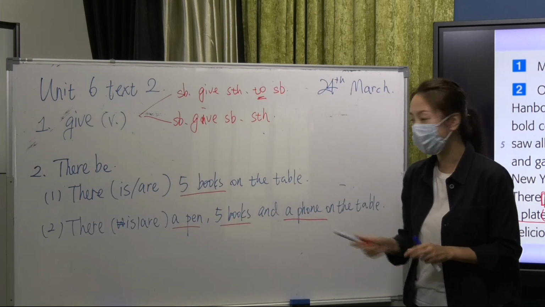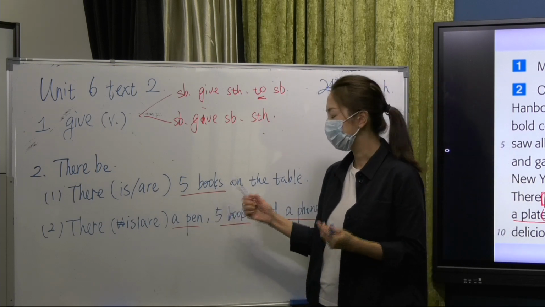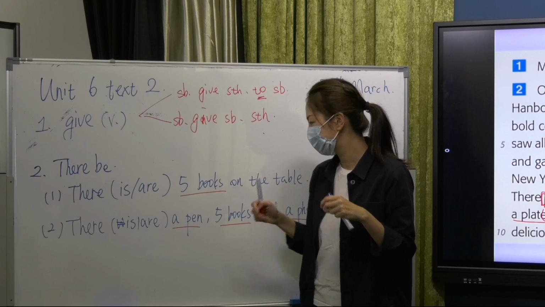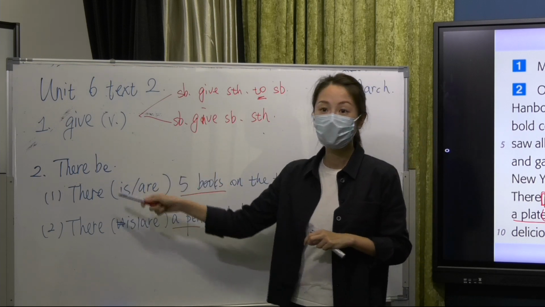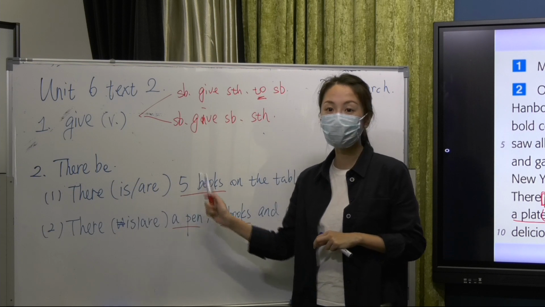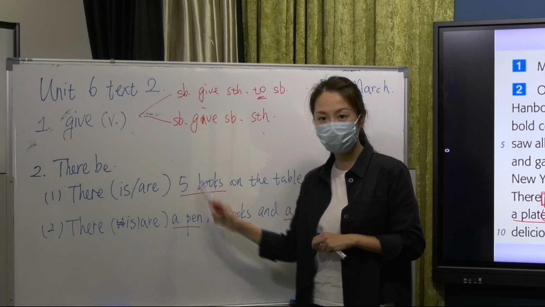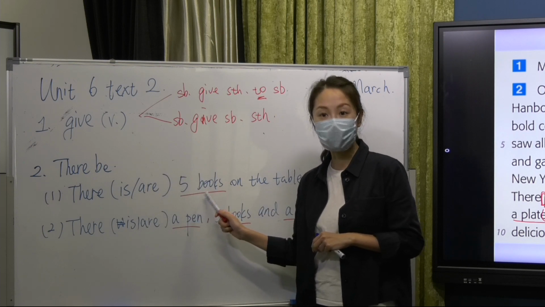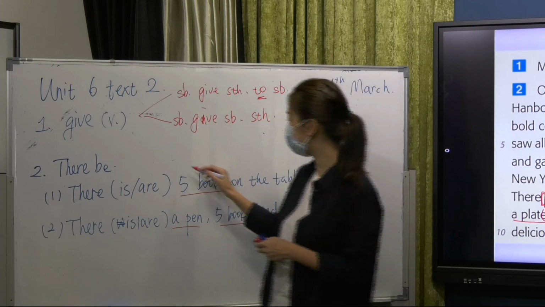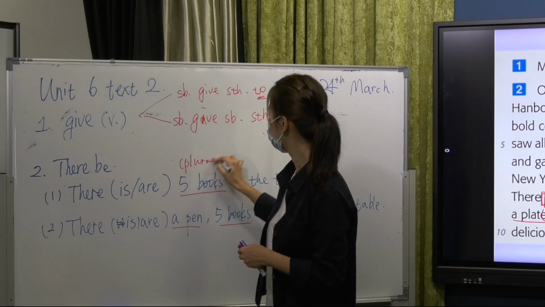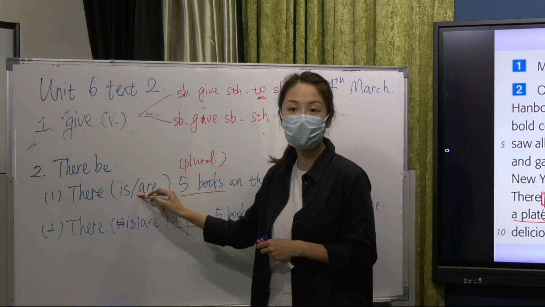So if we look at the first sentence, 5 books is the object, but the object after is or are. If we follow the rules, the verb here should agree with this noun, so 5 books, plural form. So we should use are, right?